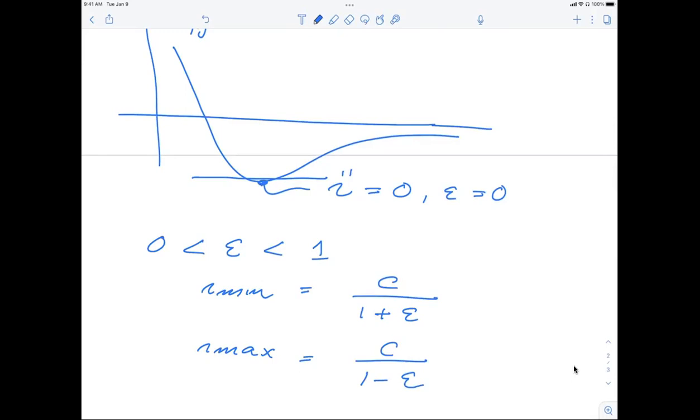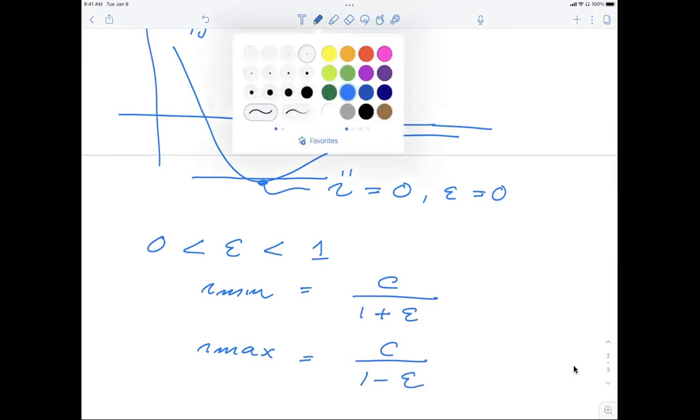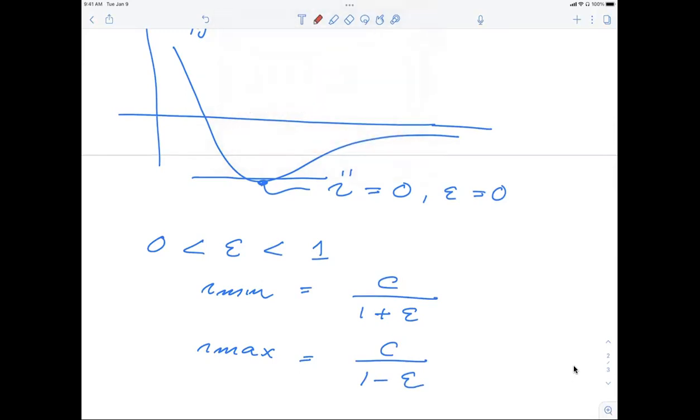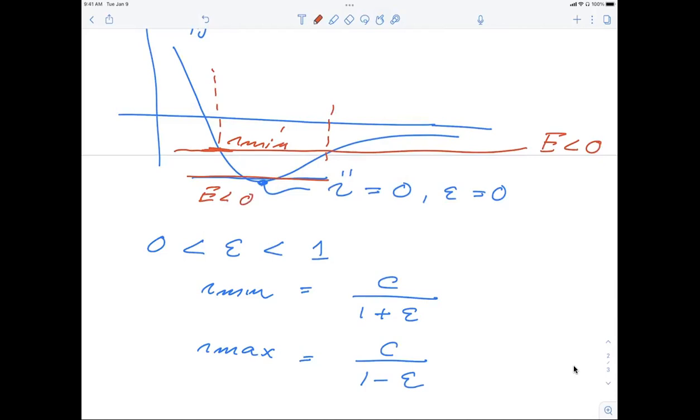In this particular case, if we link this with the graph here, it means that we would have an r min here. This is our r min. And then we would have an r max here. And in both cases, we have a total energy which is smaller than 0. So this corresponds to a case where E is less than 0. And we call these bounded orbits. So this would correspond to the r max value here.